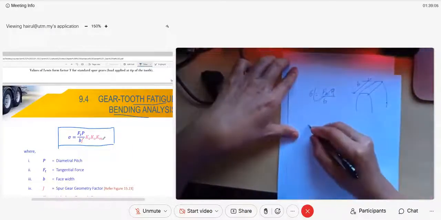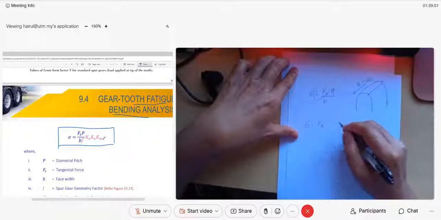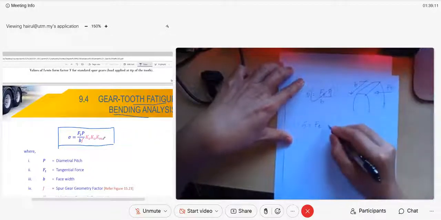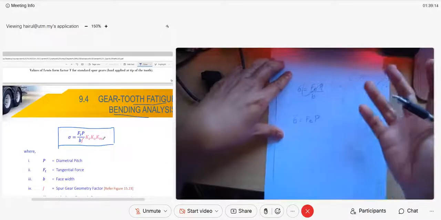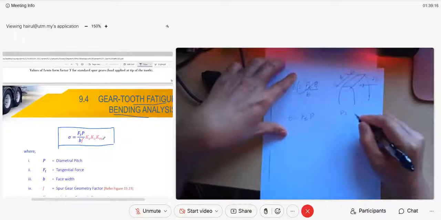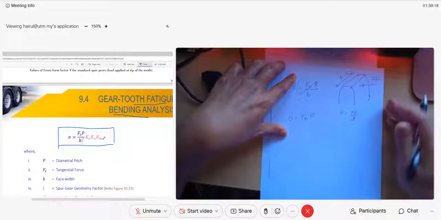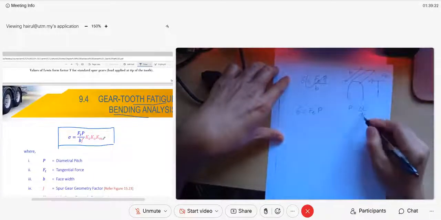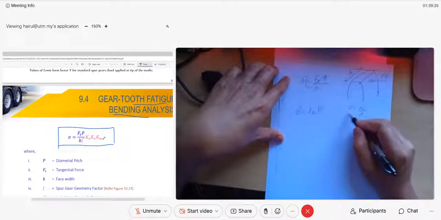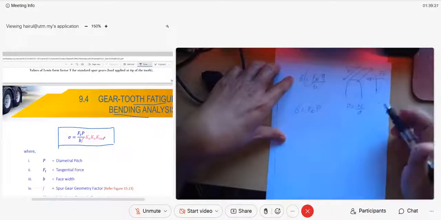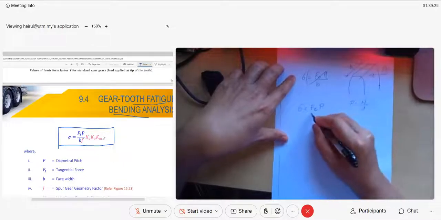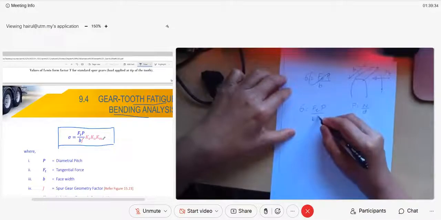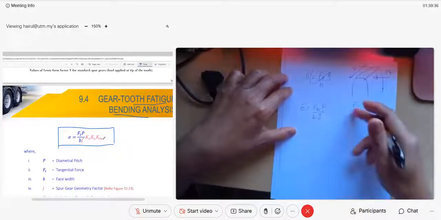Okay, sigma is F tangent, your tangential force, times diameter pitch. Why diameter pitch? You already know diameter pitch is N, number of teeth, over the pitch diameter of your gear. If you know the diameter, then you can get your diameter pitch, or it is given in the question. Over b, the face width of your gear, times the J. The Y, Lewis form factor, has been replaced by J.